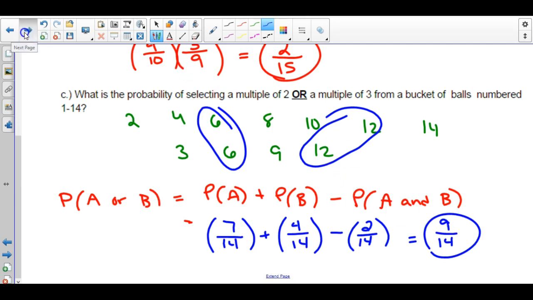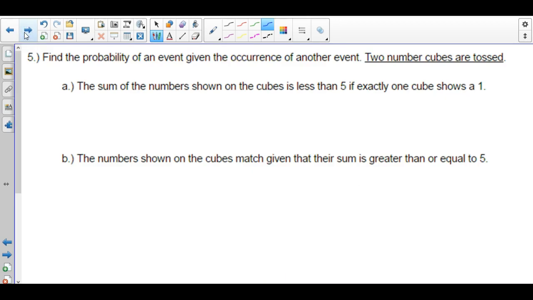So then we got our last ones. So with these ones, conditional probability.